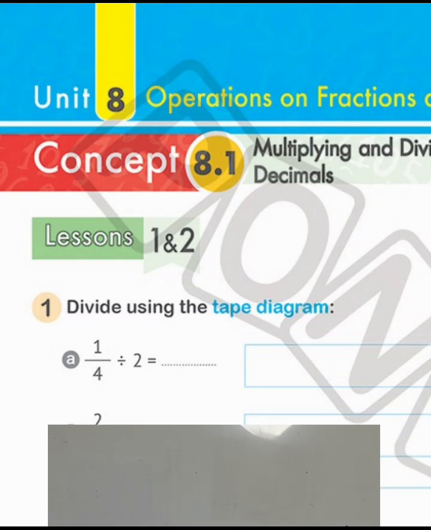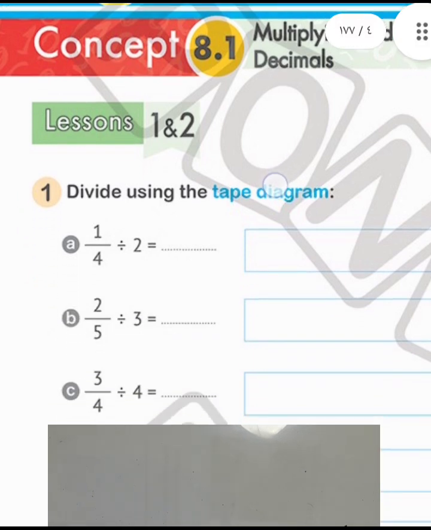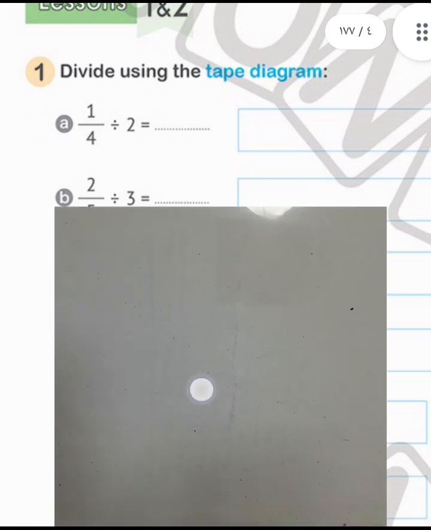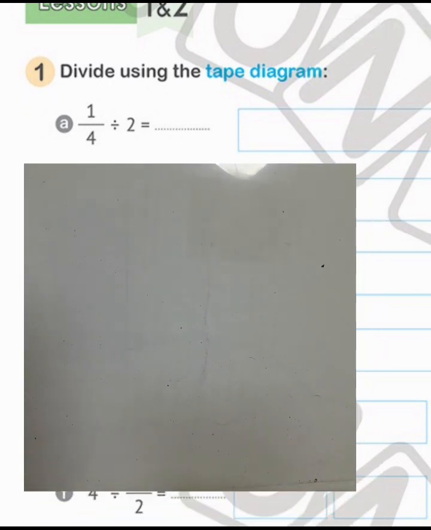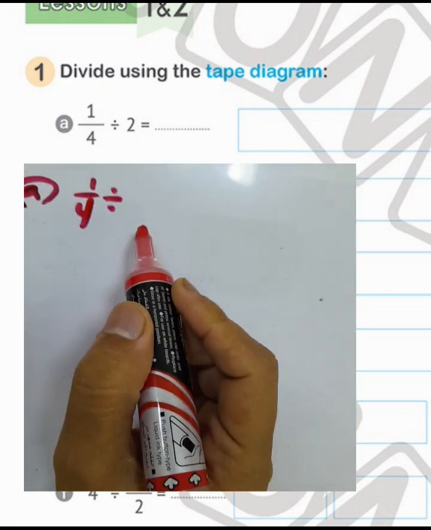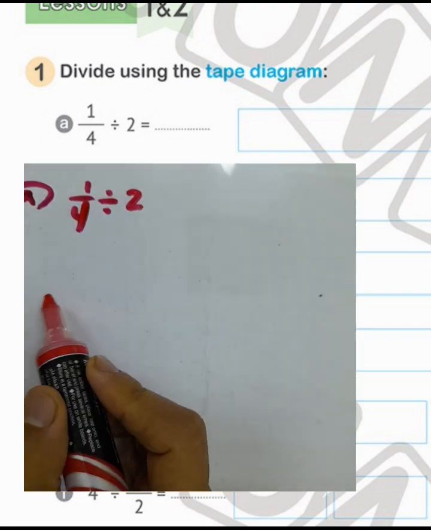Today we explain from the book, Unit 8, Operations on Fractions, Lessons 1 and 2, Divide using a tape diagram. Look with me at the question, letter A: 1/4 divided by 2. How can we solve this example?